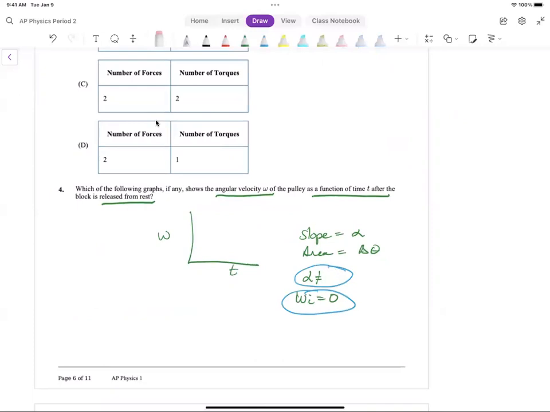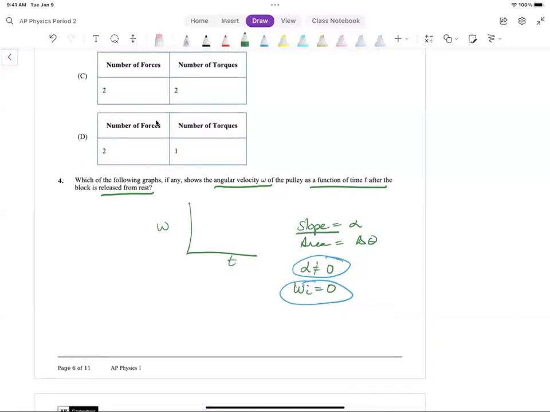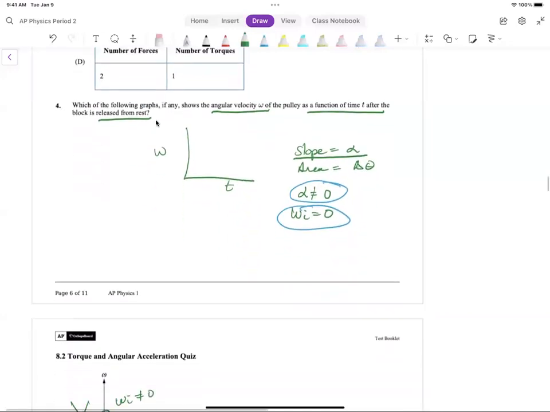That should be cannot equal 0. Okay, because it's going to start from 0 and start speeding up because I'm adding a net torque. So here's what I know. The slope of this graph is equal to its angular acceleration. And I also know the area is equal to its change in angular displacement.